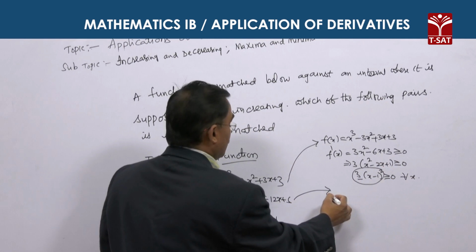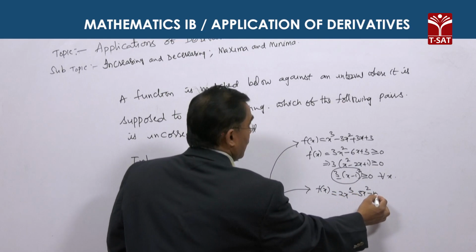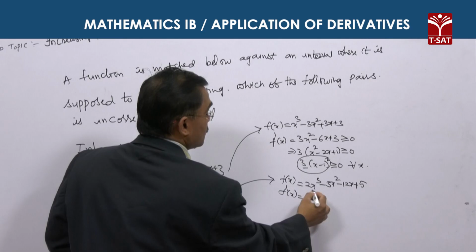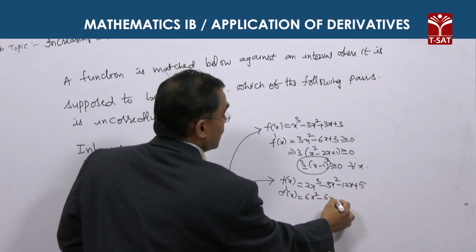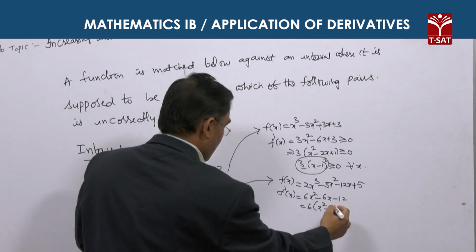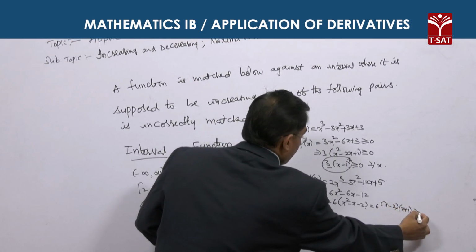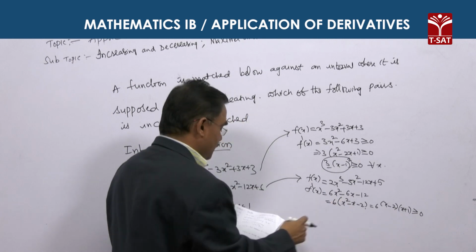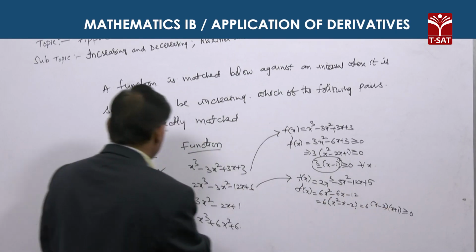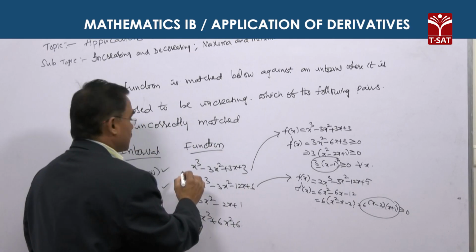Coming to the second problem, f(x) = 2x cube minus 3x square minus 12x plus 5. Then the derivative f'(x) = 6x square minus 6x minus 12. 6 is common: x square minus x minus 2. This can be factorized as 6 times (x minus 2)(x plus 1). Increasing means positive, so substitute x equal to 2 and more. The given interval is 2 to infinity, so beyond 2 it is always positive. So this is also the correct answer.